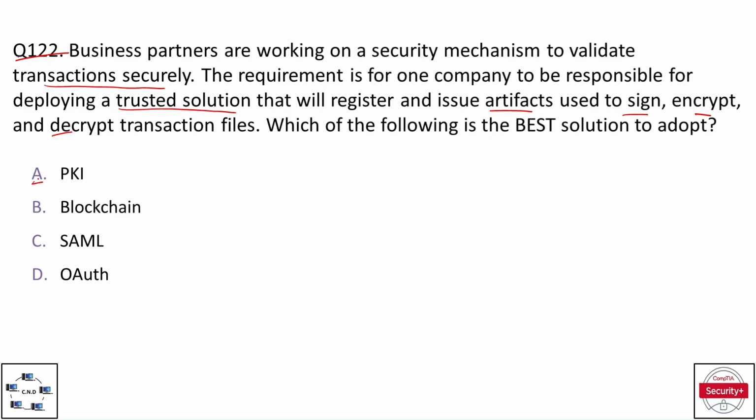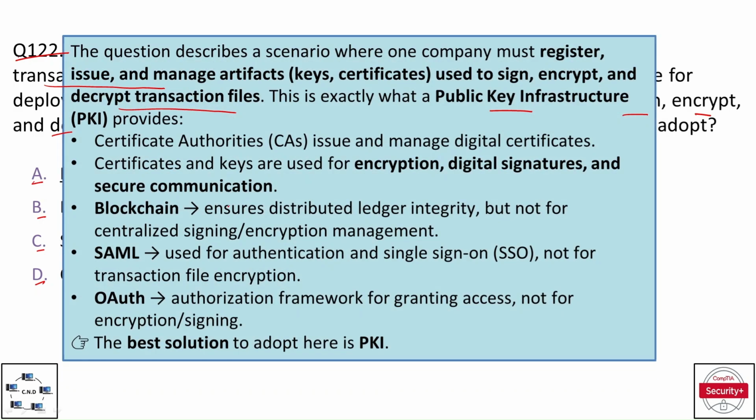The options are option A, PKI, option B, blockchain, option C, SAML, and option D, OAuth. And the correct option is PKI. And the explanation is, the question describes a scenario where one company must register, issue, and manage artifacts, that is keys and certificates, that can be used to sign, encrypt, and decrypt transaction files.